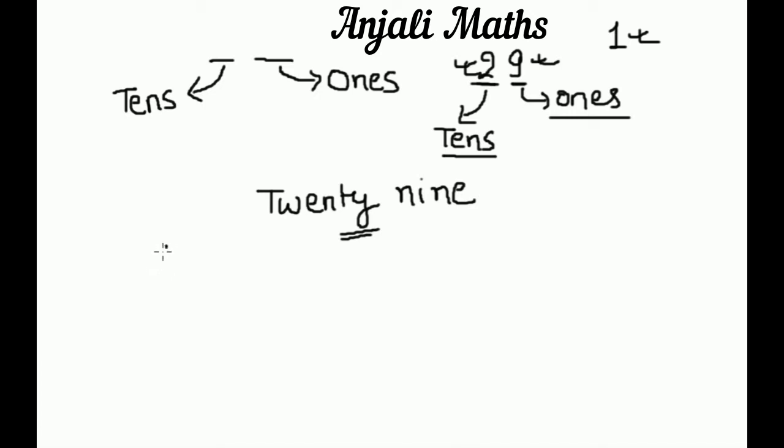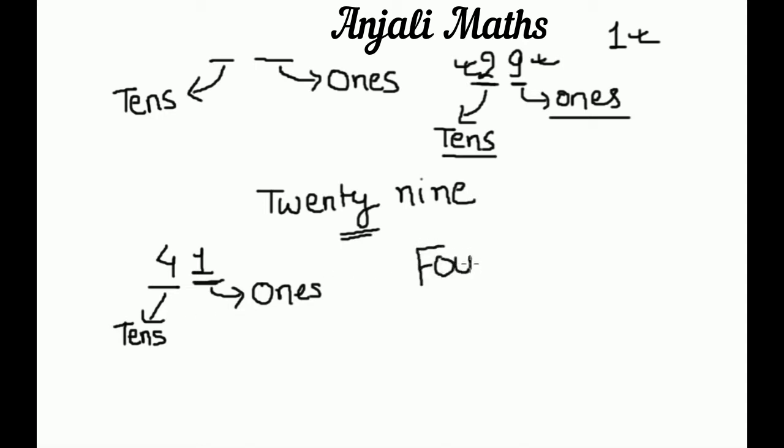Now 41. 1 is at the ones place and 4 is at the tens place. We will add ty, 40, and we will write 1 as it is. In this way we will write two-digit numbers. This is very easy. Now come to three-digit numbers.